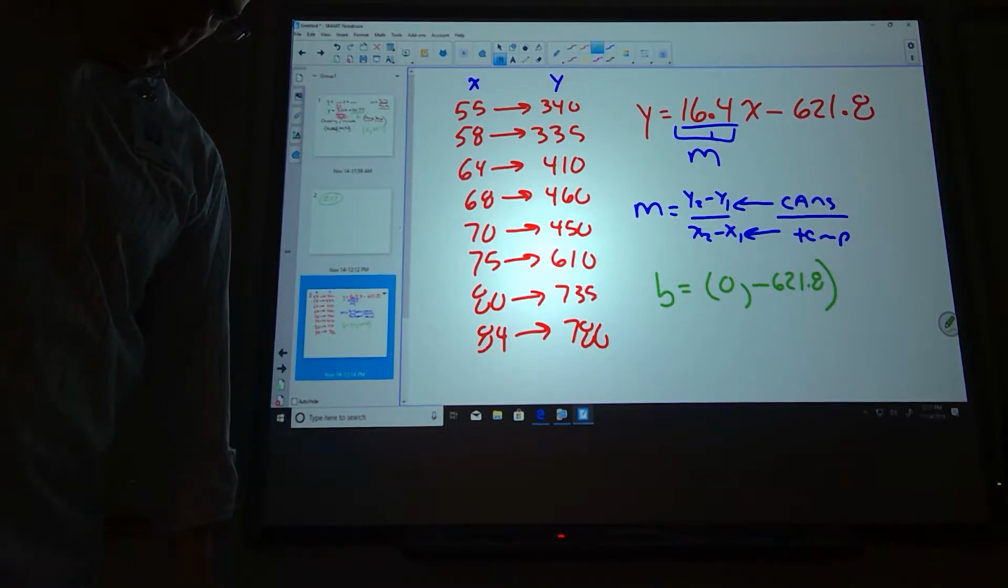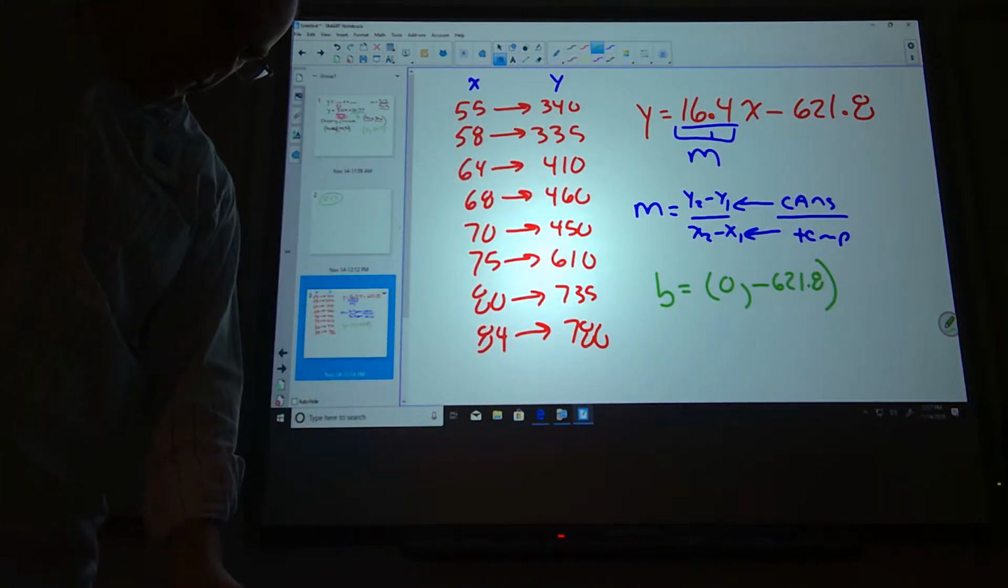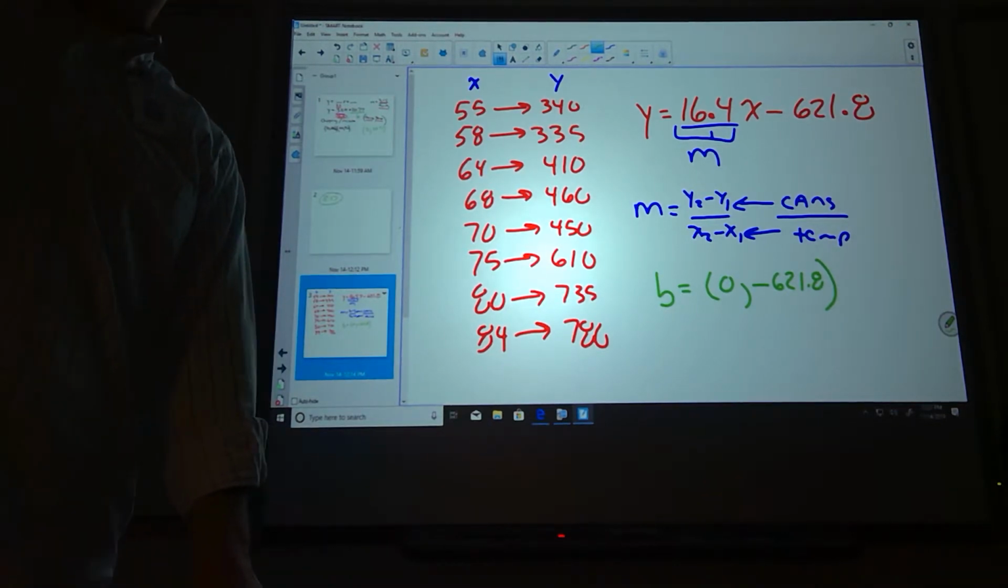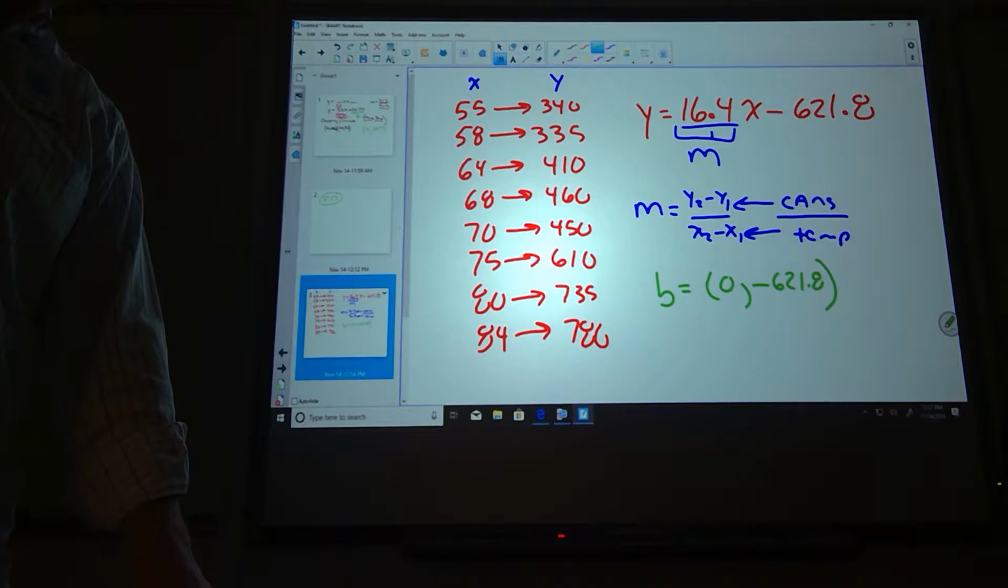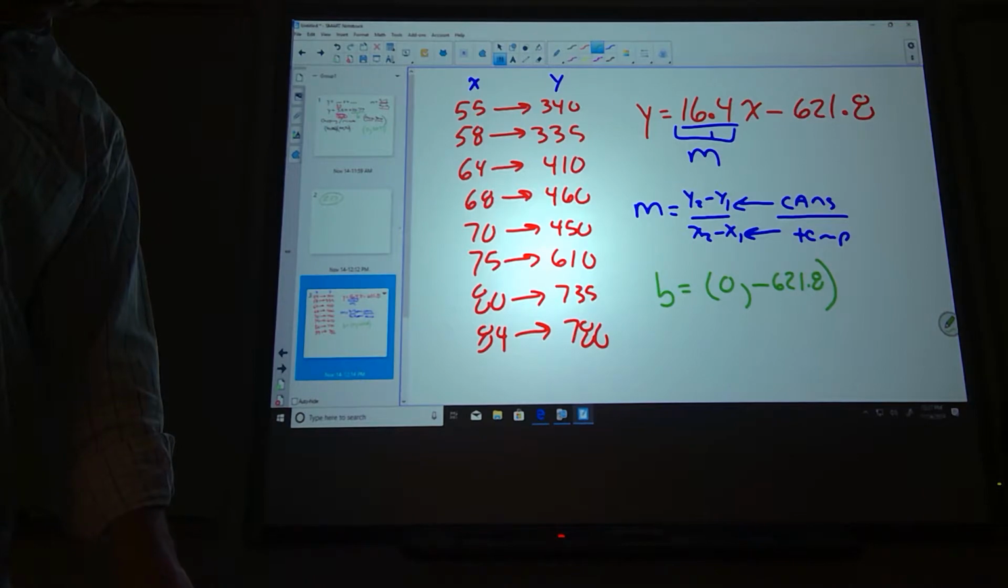Independent variable is the temperature. Dependent are the number of cans sold. We have the equation right there. What does the slope mean? We just said, we sell 16.4 more cans of soda for every 1 degree the temperature increases. What does the y-intercept mean in the context of the problem? At 0 degrees outside, there's 621.8 cans not moving off the shelves.